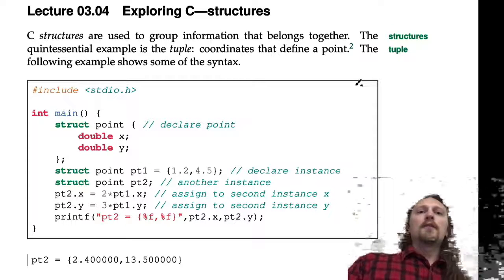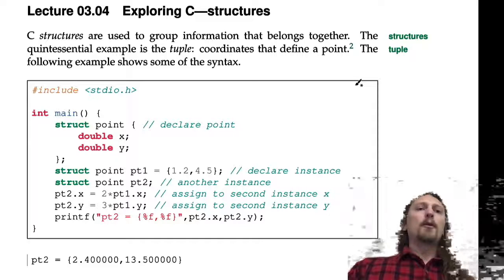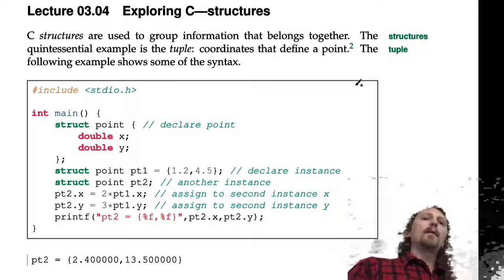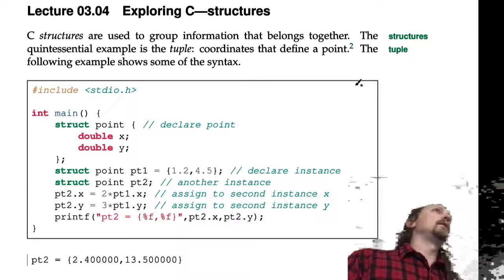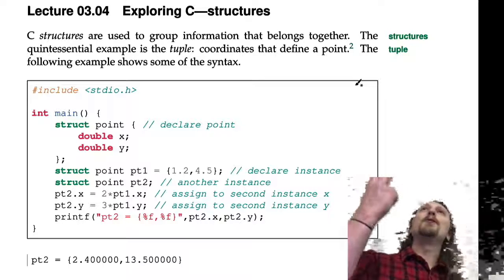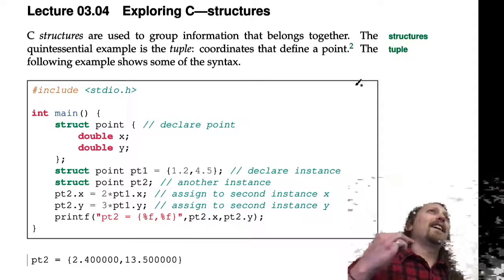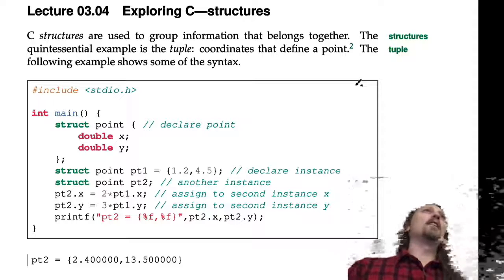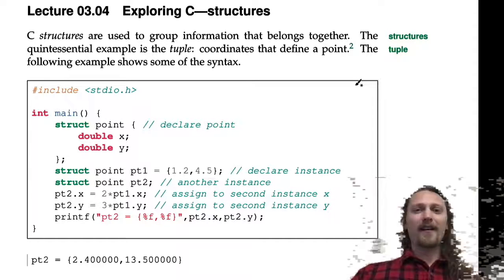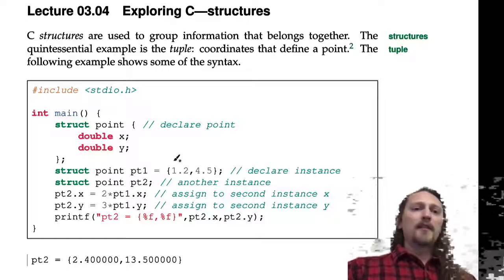C structures are used to group information that belongs together. The quintessential example is the tuple: coordinates that define a point, right? So a double would be a 2-tuple, a triple would be a 3-tuple, and an n-tuple is a grouping of n things together. The following example shows some of the syntax.